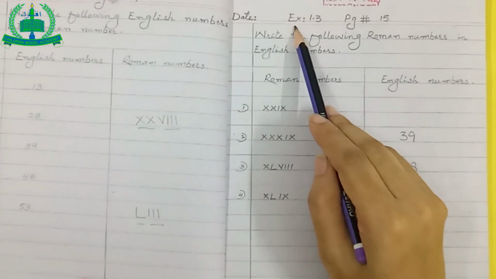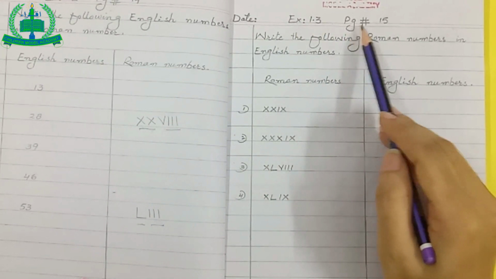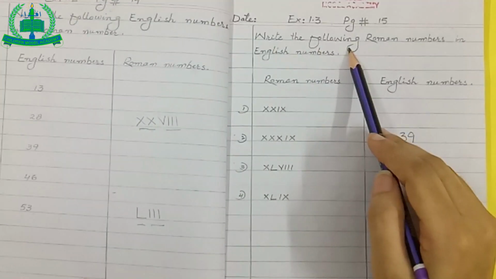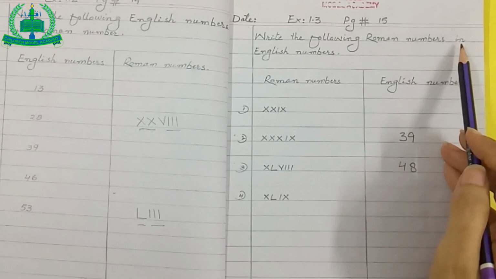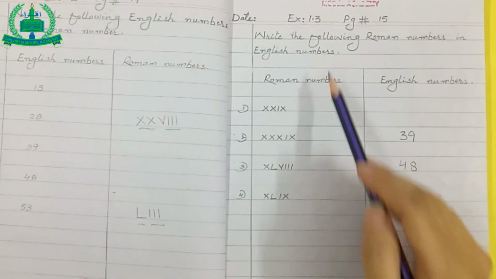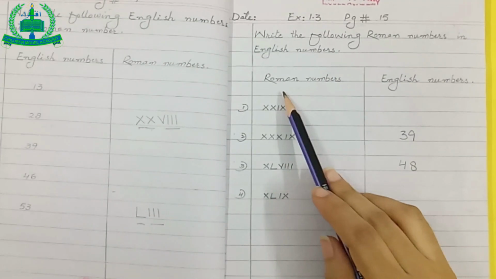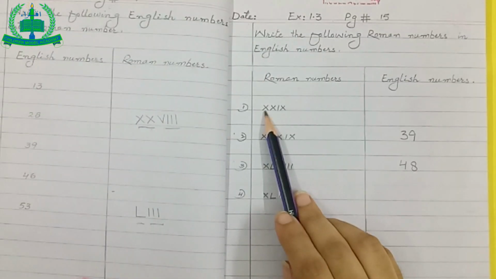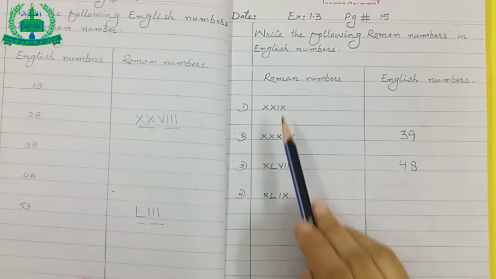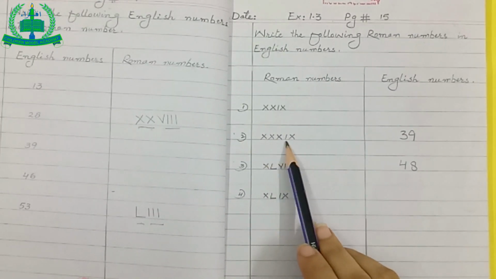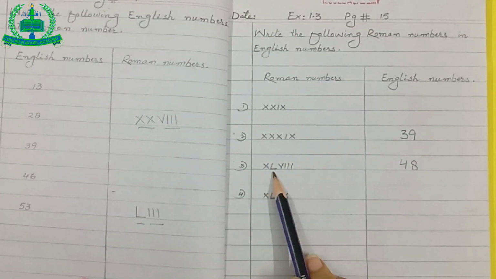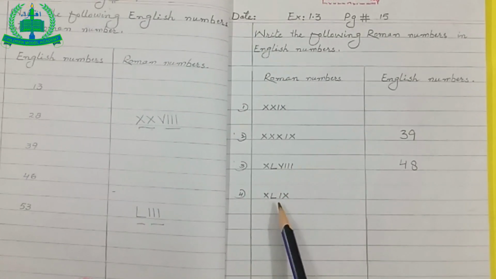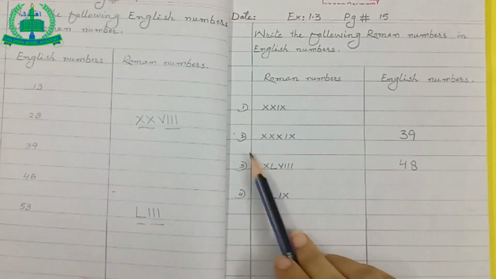Date. Exercise 1.3, page number 15. Write the question: write the following Roman numbers in English numbers. Again draw 2 columns, Roman numbers, English numbers. XX, IX, XXX, IX, XL, VII, XL, IX. Question 2.